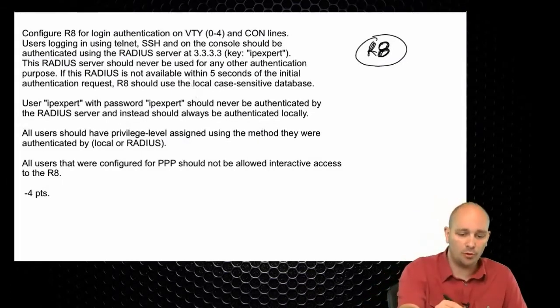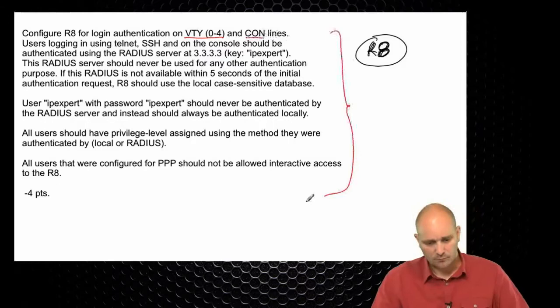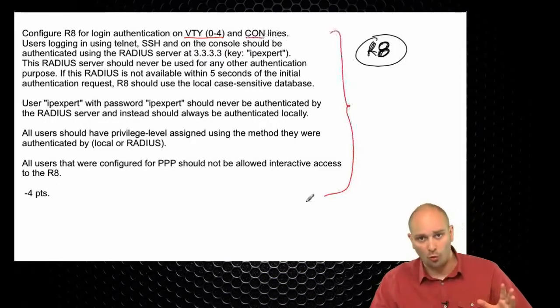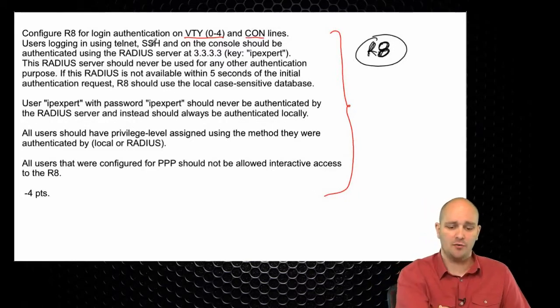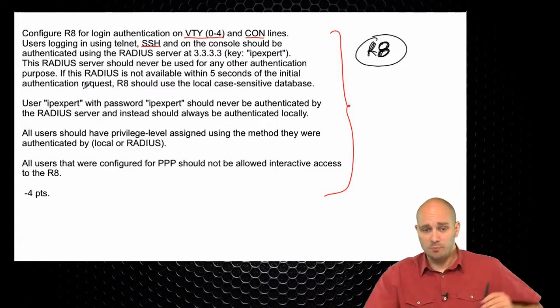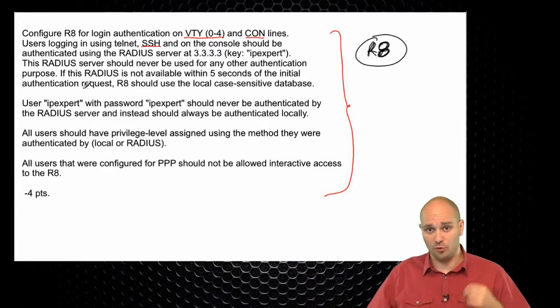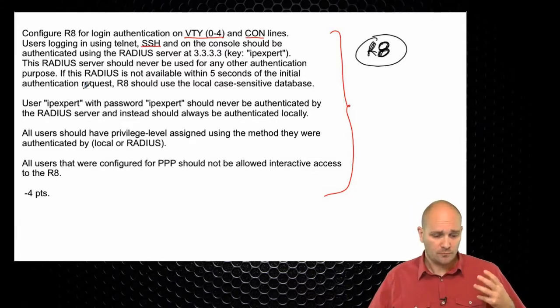Now, there is an important clue here, and that is that this is applying for both VTY and console lines. So everything here that says needs to apply to all of these lines. So it needs to happen on the console and when someone is remotely accessing this. Now, another important clue is SSH. This tells me implicitly that I actually have to configure and enable SSH on this box.